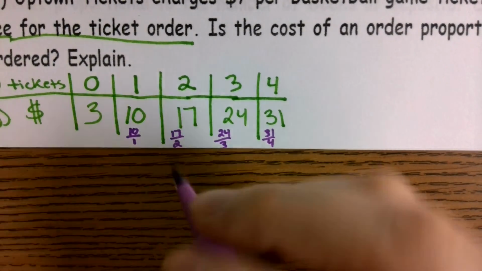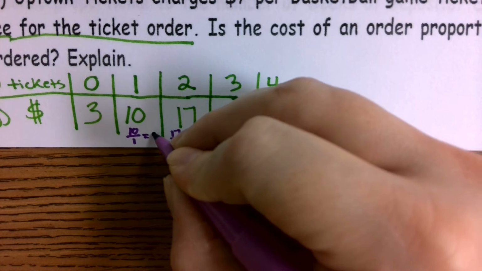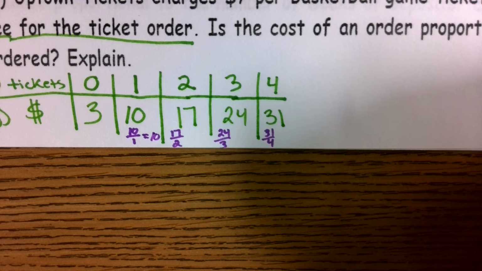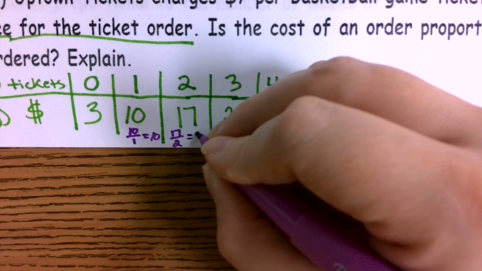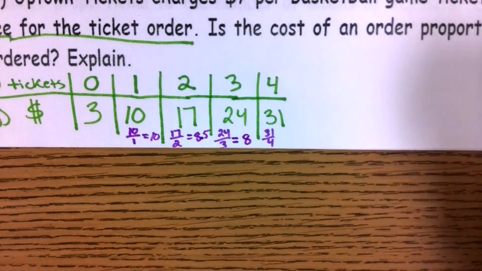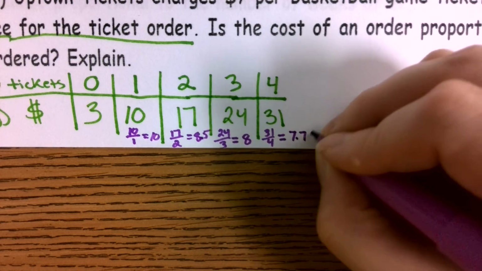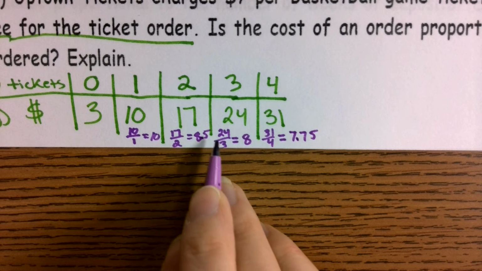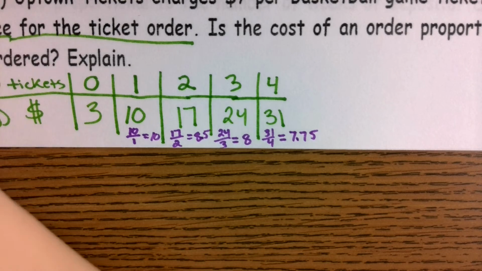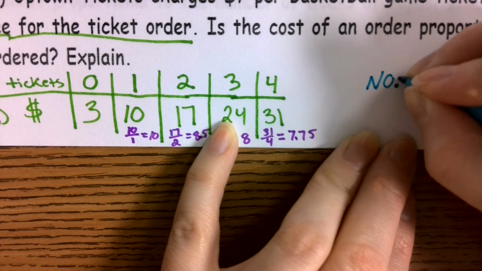If we do 10 divided by 1, what's 10 divided by 1? Is 10. Yeah, 10 divided by 1 is just 10. If we do 17 divided by 2, then we're going to get 8.5. If we do 24 divided by 3, we're going to get 8. If we do 31 divided by 4, we're going to get 7.75. So are these the same unit rates? No, right? 10, 8.5, 8, 7.75. They are not the same unit rates. So therefore, this is not proportional. This is non-proportional.